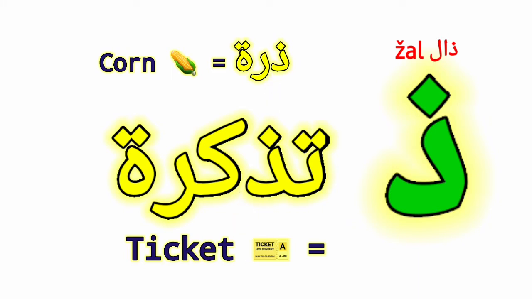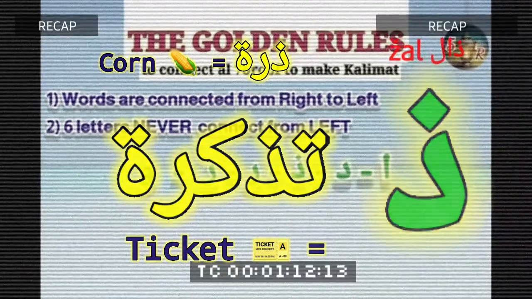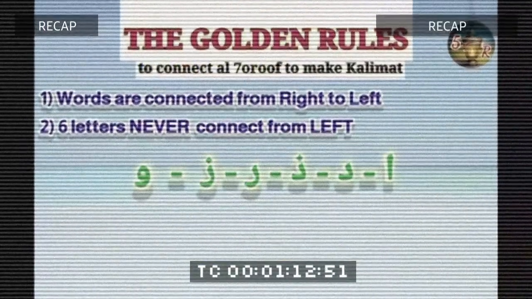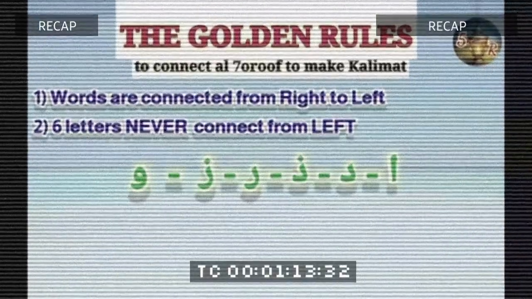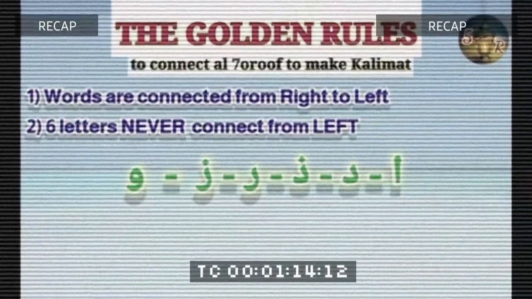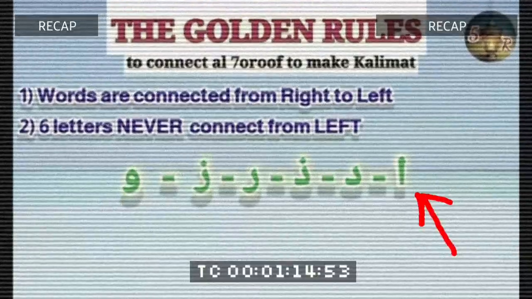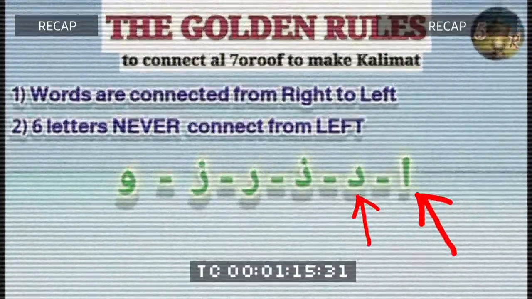Right? It makes sense, same as the sister. So always put in mind that all the pairs will follow the same rules and the same shape when we connect them. So that means so far we covered 3 letters out of the 6 that never connect from the left. Last episode we spoke about alif, and today dal and dal so far.